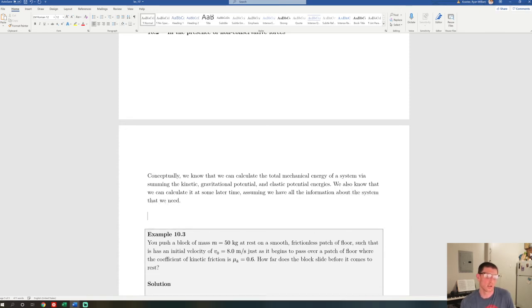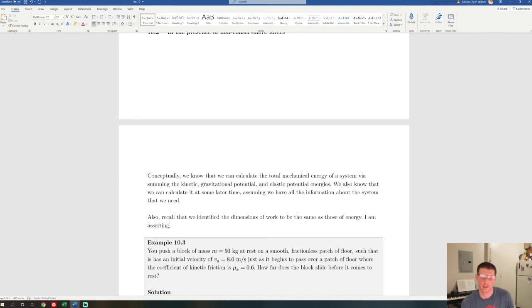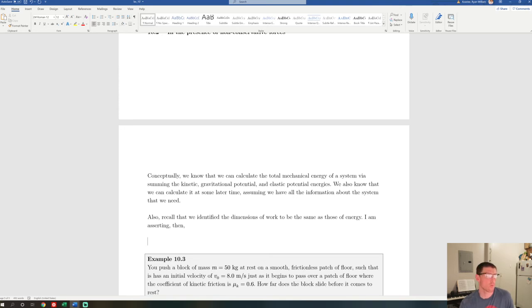And then also, I want you to recall, right, that we identified the dimensions of work to be the same as those of energy. And I'm just going to assert this, right? So I am asserting then, and I want to type this up as well, very carefully and clearly. So just bear with me while I put a few more words down here.